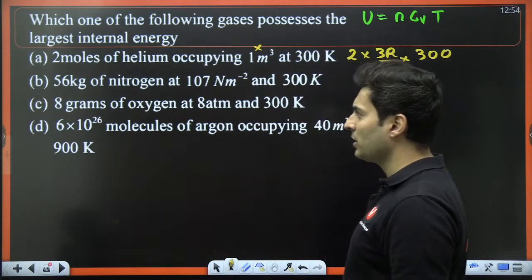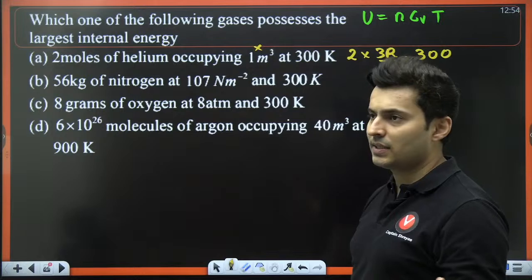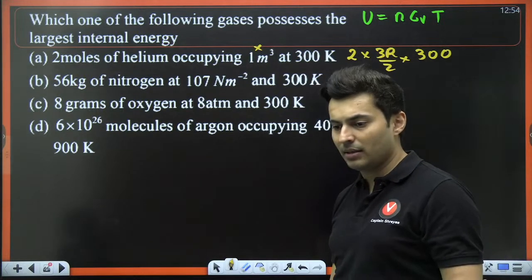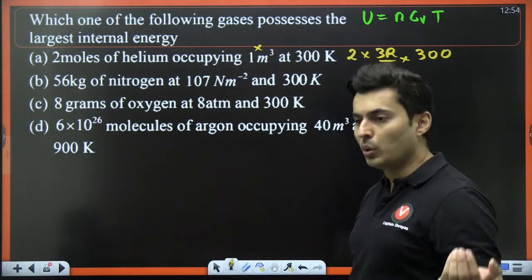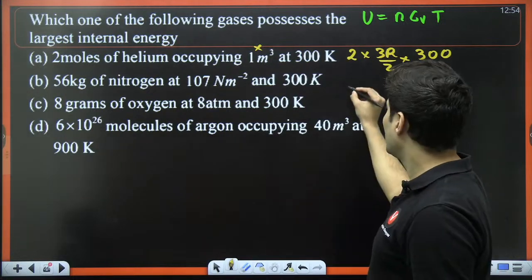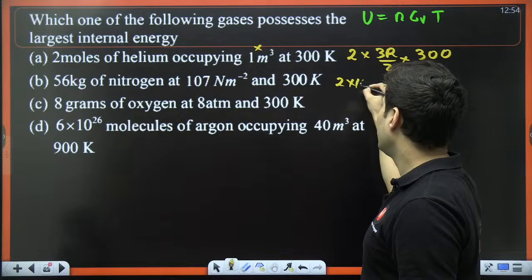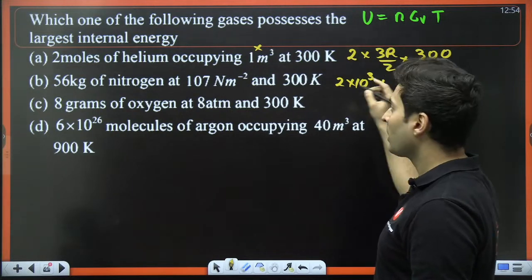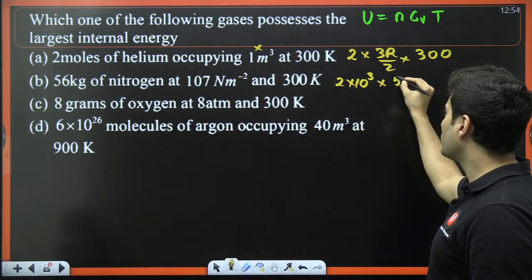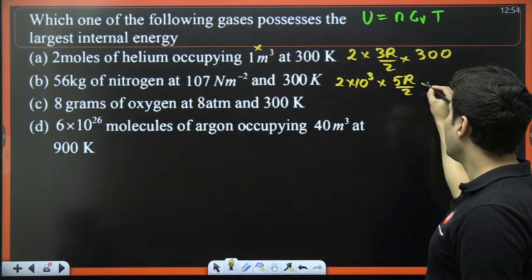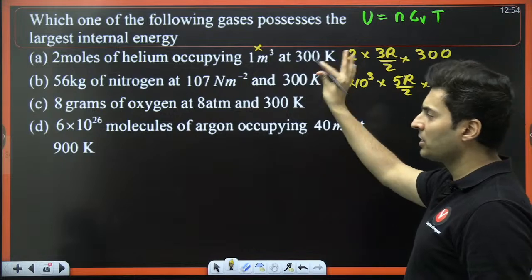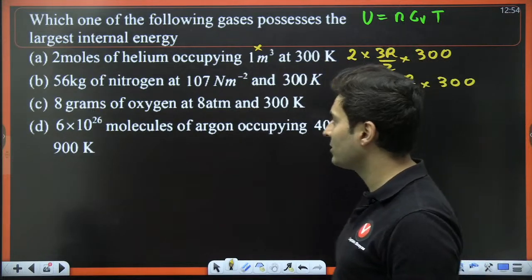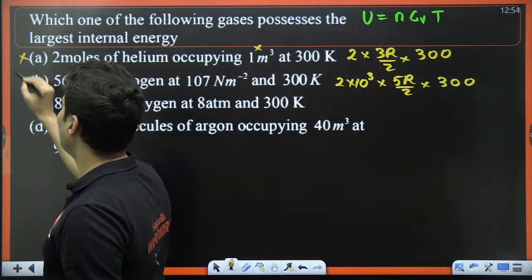56 kg of nitrogen. Nitrogen gas N2 is 28 grams per mole. 56 is 2, but it is in kg, so it is 2 into 10 to the power 3 moles. Nitrogen is diatomic, so Cv is 5R by 2 into 300. Guaranteed, this is more than the helium, so option A is getting eliminated. You don't even have to think about it.